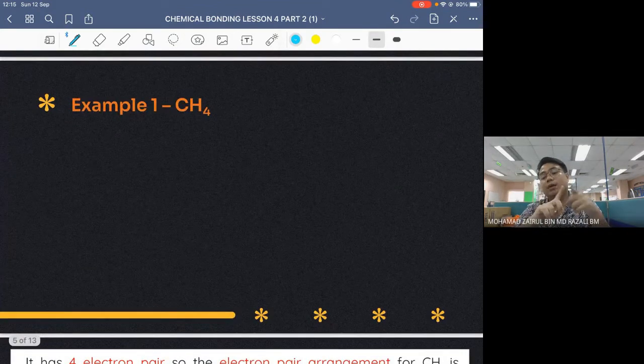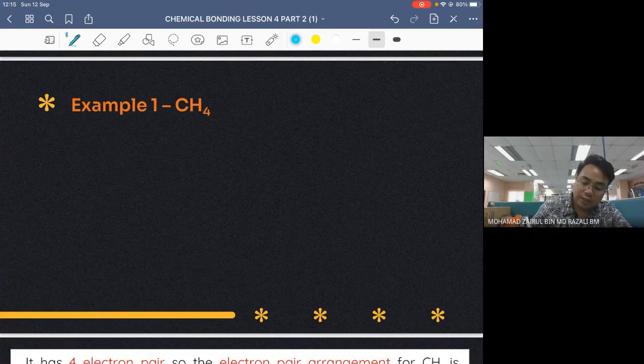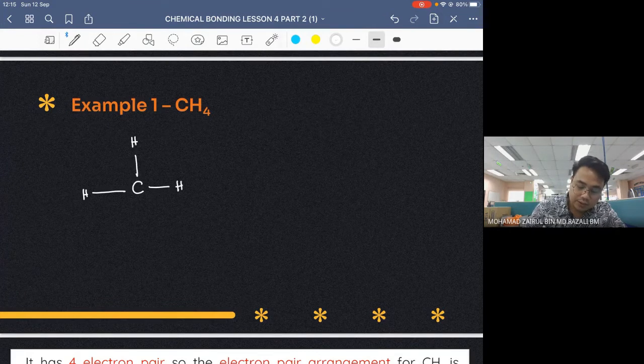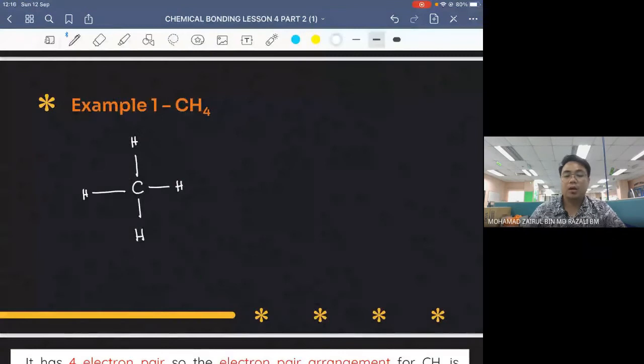Okay, so the first example is CH4. Remember that the first step is you need to draw the Lewis structure. So CH4, kalau awak draw Lewis structure, the carbon will become the central atom, and the hydrogen will become the terminal atoms. So this is the Lewis structure for CH4 or methane.